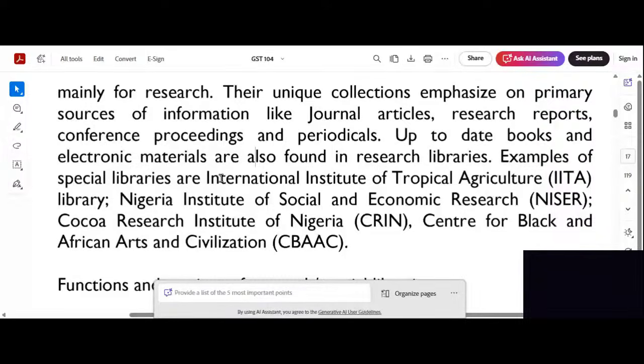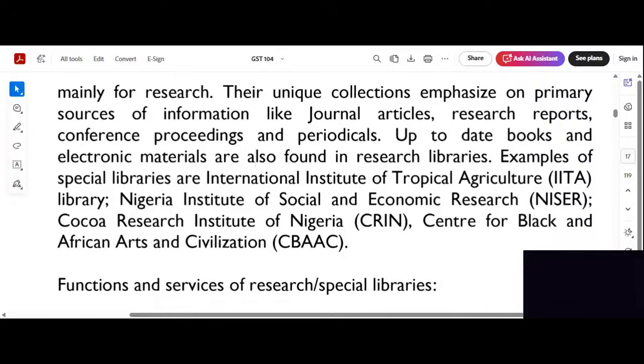Now, let's try to create a clear picture of research or special libraries. The first thing you should know about them is that they are privately owned. It is an organization that will just decide to open that type of library. They are the one that will fund it from their own pocket. It's a private type of library, not something belonging to an institution. You know that academic library may be private or government owned, depending on the type of institution you go to. But research or special libraries are mainly private libraries.